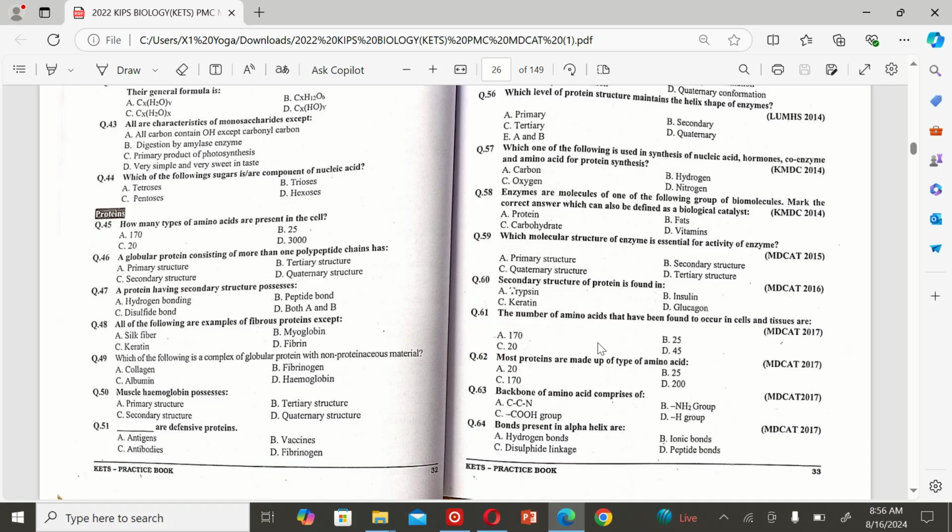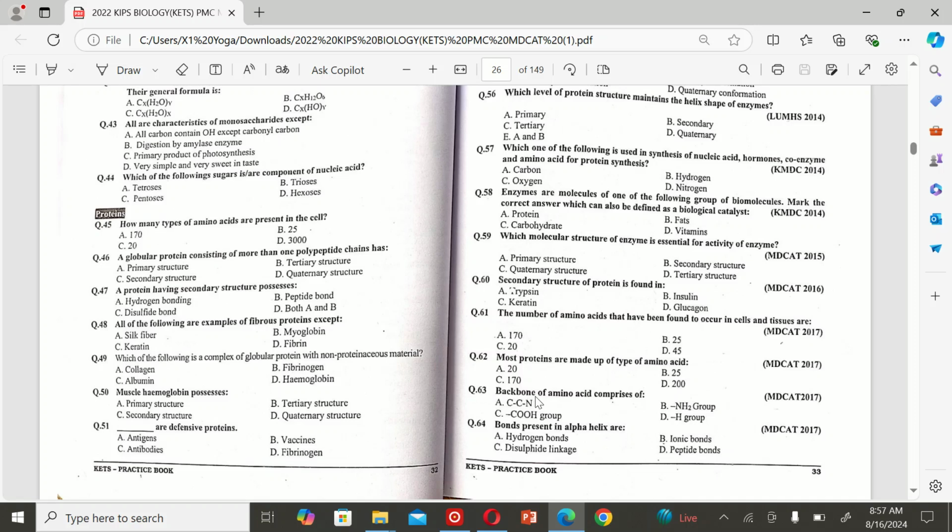The next MCQ is: the number of amino acids that have been found to occur in cells and tissues are A, 170, B, 25, C, 20, and D, 45. So the correct option is A, 170. The next MCQ is: most proteins are made of how many types of amino acid? A, 20, B, 25, C, 170, and D, 200. So the correct option is A, 20.